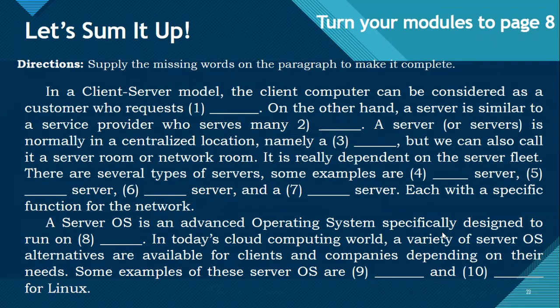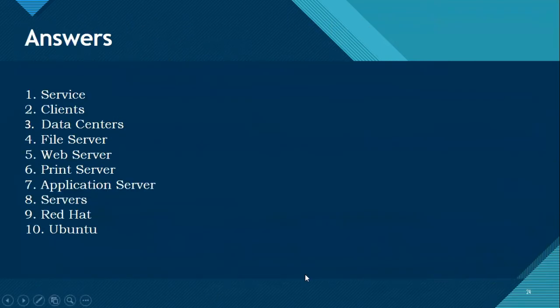There are several types of servers. Some examples are blank server, and a blank server, each with a specific function for the network. Now, a server operating system is an advanced operating system specifically designed to run on blank. In today's cloud computing world, a variety of server OS alternatives are available for clients and companies depending on their needs. Some examples of these server OS are blank and blank for Linux. Okay. So let's check if you were able to get all the answers correctly.